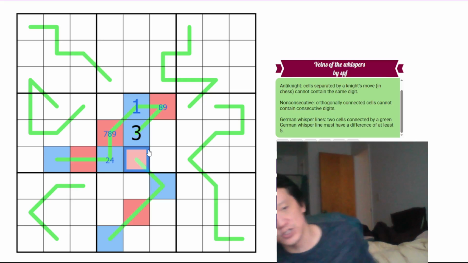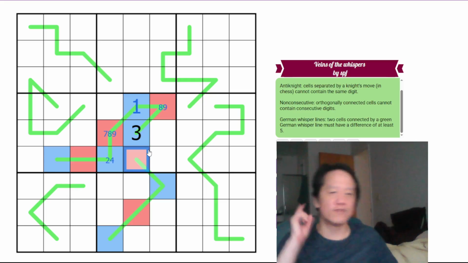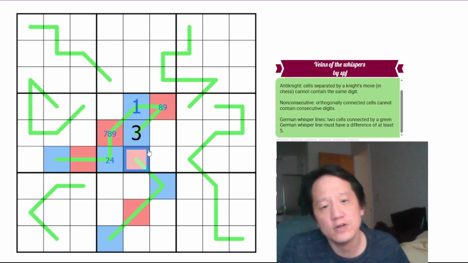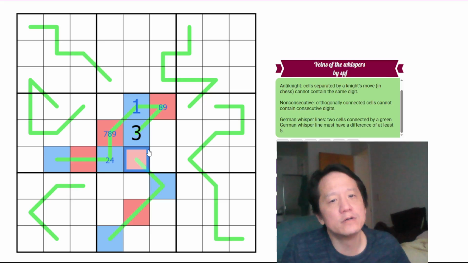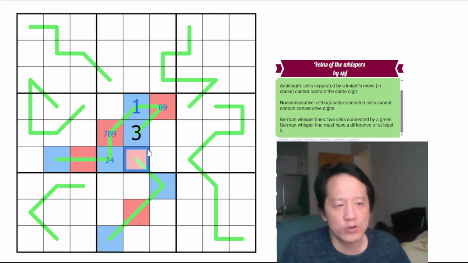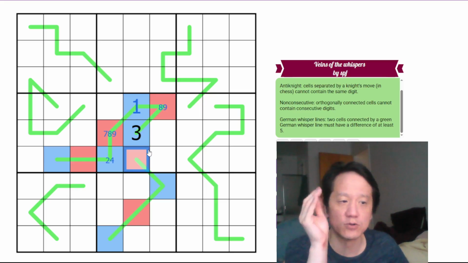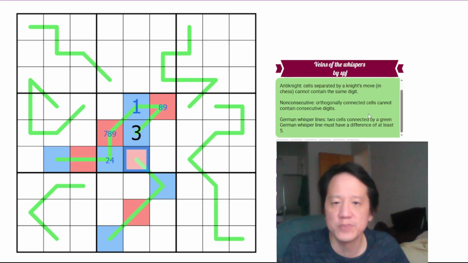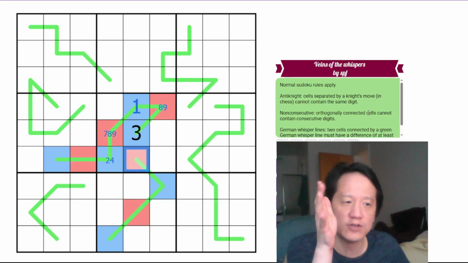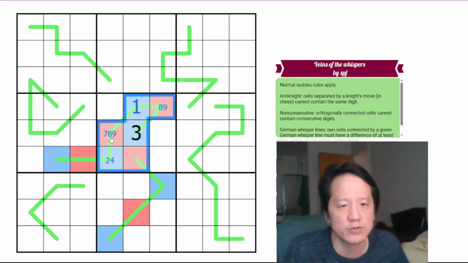And also, in addition, on a German whisper line, we know we can never have a 5, because 5 is less than 5 away from every other digit, right? If you took 5 and subtracted 5 or more from it, you get 0 or less, which is not a normal Sudoku digit. And if you add 5 or more to 5, you get 10 or more, which is not a digit. So that's the reason why you know 5s can't be on German whisper lines.